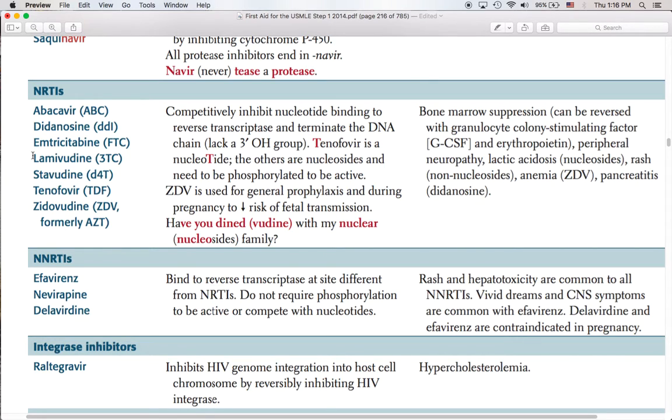So for the lamivudine, the lamb, I think of it because lambs are peaceful. This is not going to be as toxic as everything else because lambs, they're nice. Okay?